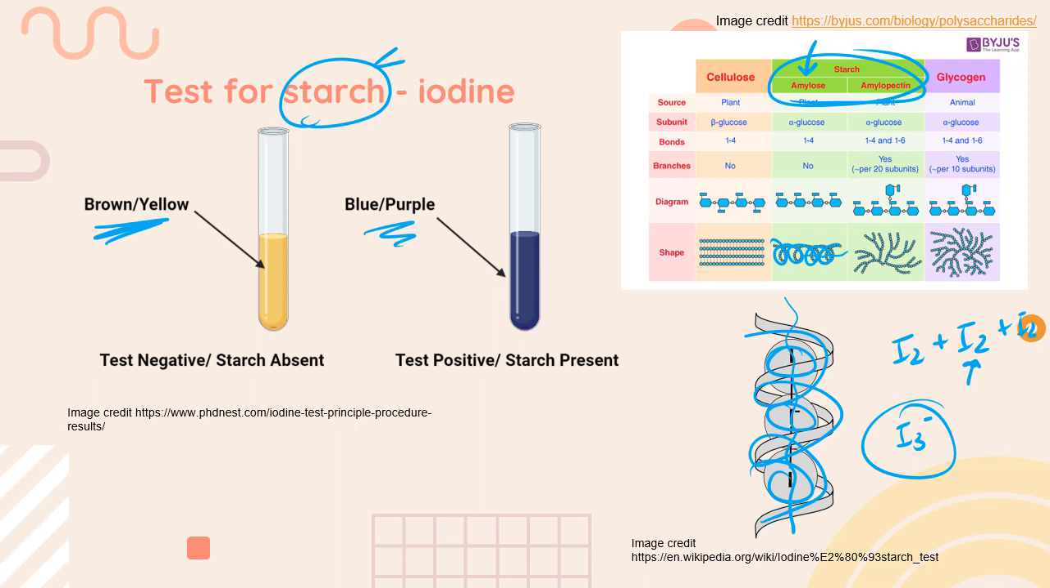We can also test for iodine. So if I want to know if I have iodine in a sample, then I can add some starch to it. And if the starch turns purple, then we know that we've got iodine in a sample.